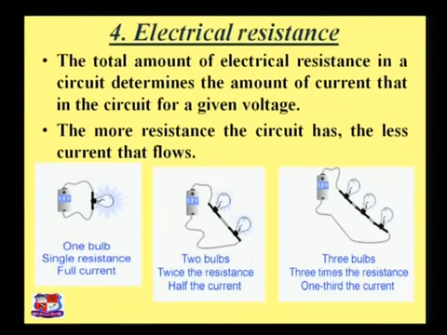Now we again put another bulb in the path of the circuit. Then what happens? Definitely the resistance becomes thrice, so the current is decreased further. According to that figure, we can say that if we increase the resistance, the value of the resistor, then the flow of electrons is blocked, and ultimately the value of current is also decreased.